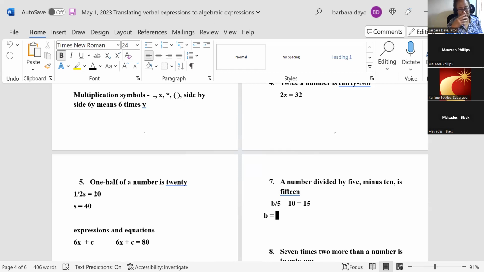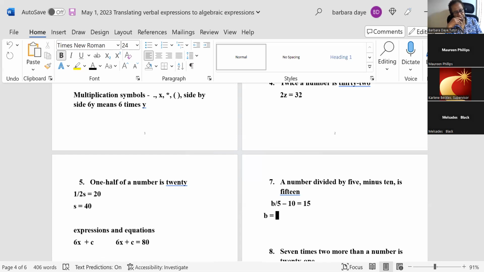Nope. Anybody solve for the B? Just a minute, miss, figuring it out. Mercedes, you have B? I'm trying. One sec. The number divided by 5, subtract 10 from it, you get 15. So what is B, Maureen? How would you solve for B?